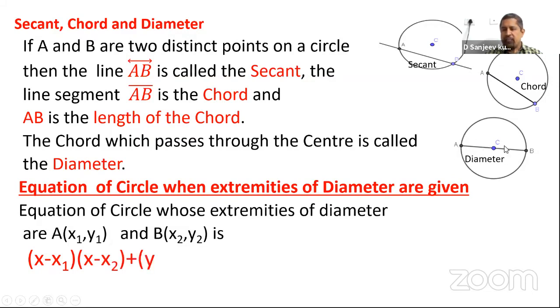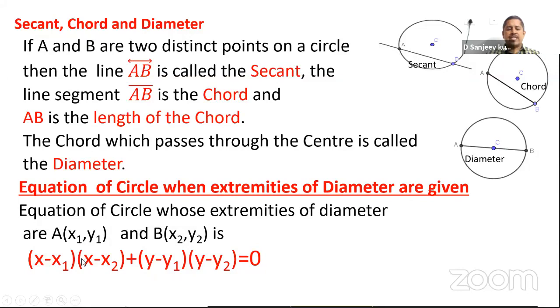The equation of this circle, when the points A and B are given, is (x minus x1) into (x minus x2) plus (y minus y1) into (y minus y2) is equal to 0. So the equation of a circle whose extremities of a diameter are given as A(x1, y1) and B(x2, y2) is (x minus x1) into (x minus x2) plus (y minus y1) into (y minus y2).